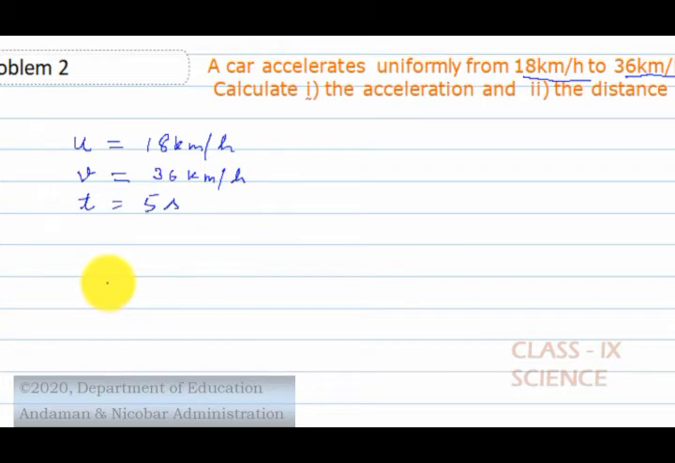What are the quantities we need to find? First one is the acceleration. So that also we write acceleration, we don't know. So acceleration we need to find. Secondly, the distance covered. So S also we need to find.